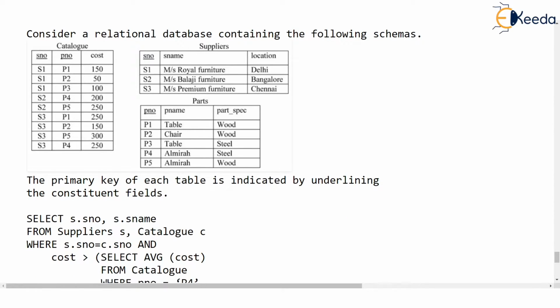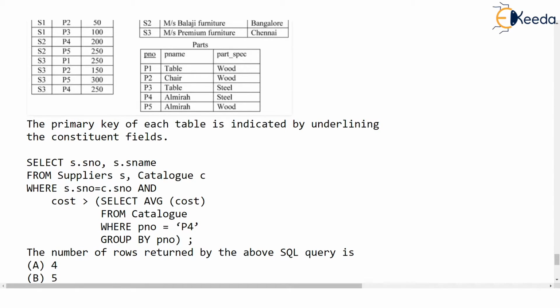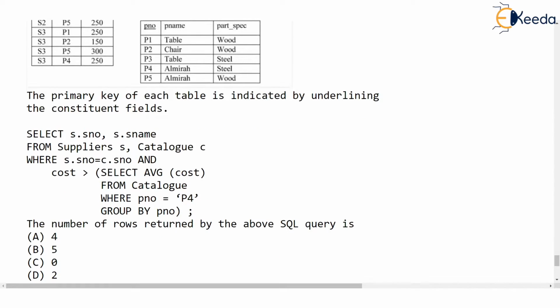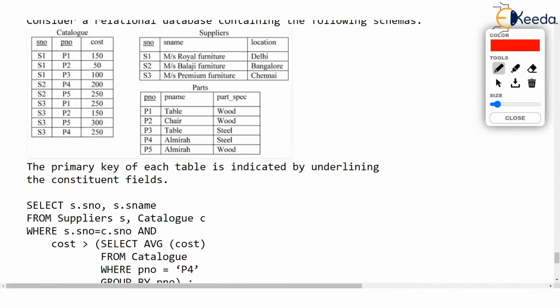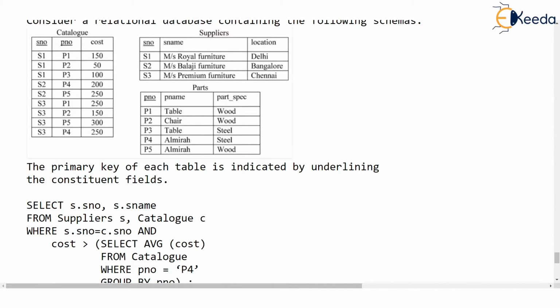And finally, the question asked is: the number of rows returned by the SQL query is 4, 5, 0 or 2. Listen, by this time, I hope you have seen all the earlier videos on join, how to extract data from multiple tables, and you have also seen group by.